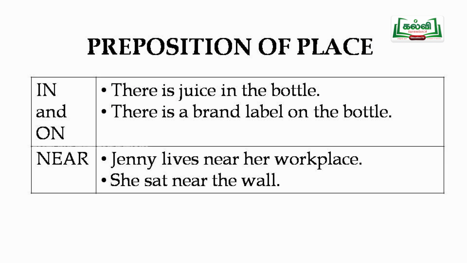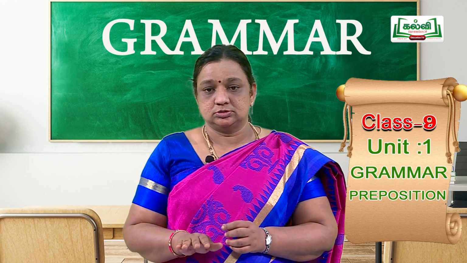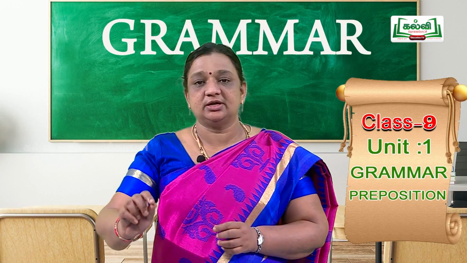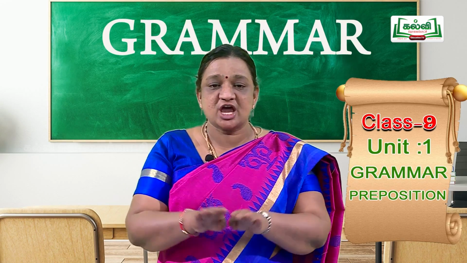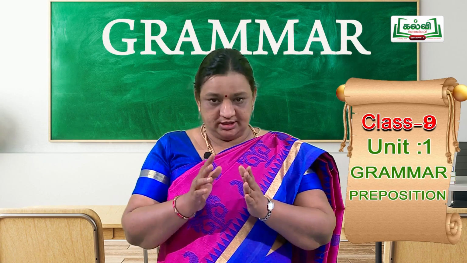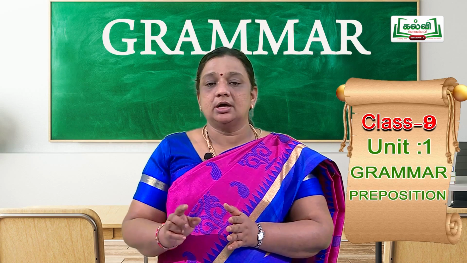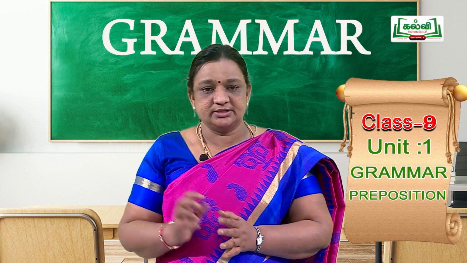Now, going to the next preposition of place, near. Near in a sentence indicates that they are close to, close by, but with a little distance. They are not in touch with each other. They are close by, but they are with a little distance.